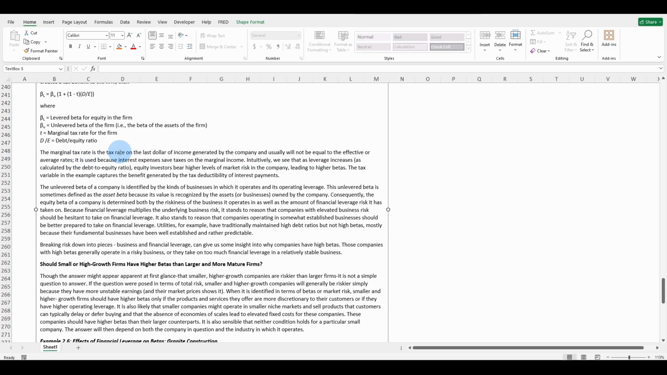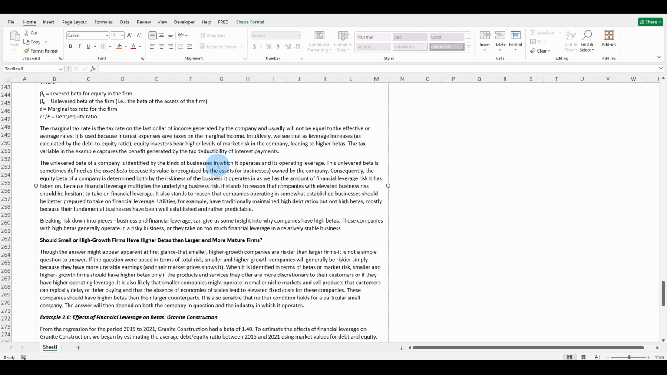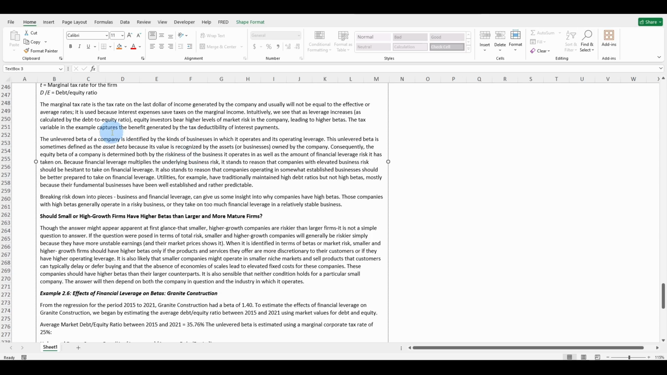The marginal tax rate is the tax rate on the last dollar of income generated by the company, and usually will not be equal to the effective or average rate. It is used because interest expenses save taxes on the marginal income. Intuitively, we see that as leverage increases as calculated by the debt to equity ratio, equity investors bear higher levels of market risk in the company, leading to higher betas. The tax variable in the equation captures the benefit generated by the tax deductibility of interest payments.